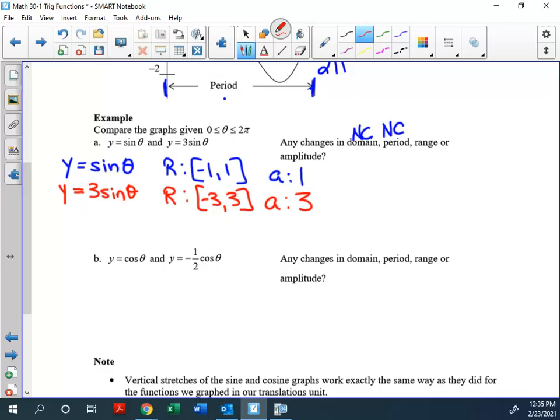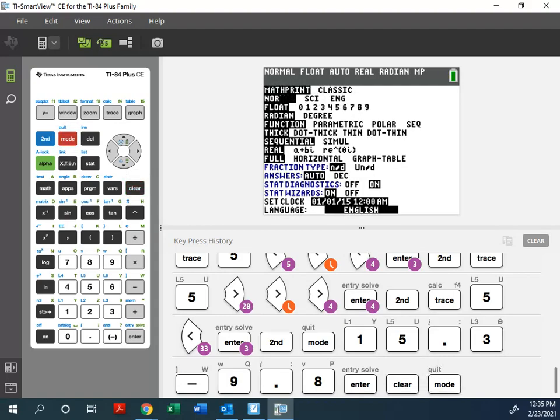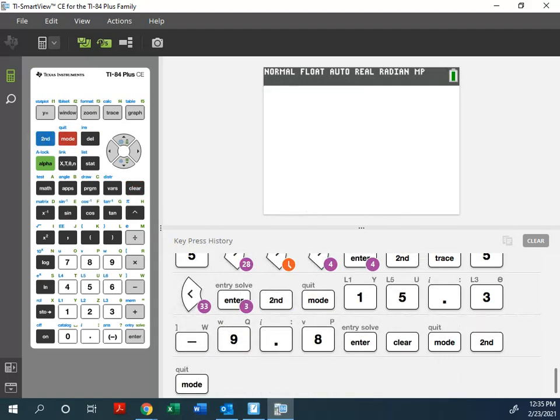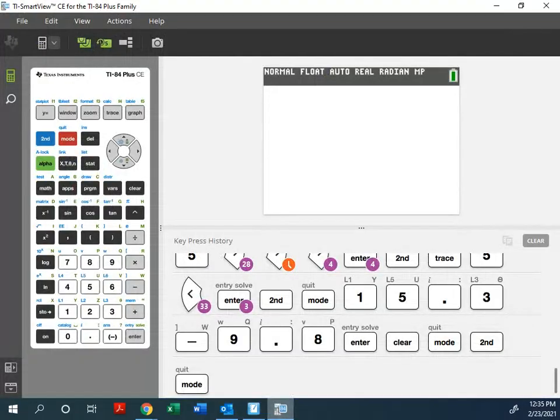Let's verify. Grab your graphing calculators. Let's graph this puppy. All right. First thing we need to acknowledge, are we in radians? Go into our mode, in radians, perfect. The only reason that I want to be in radians, ladies and gentlemen, is that's what it told me to be in. So I'm going off of the domain there.